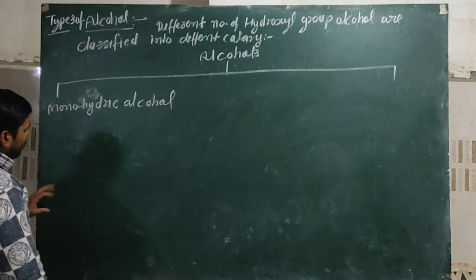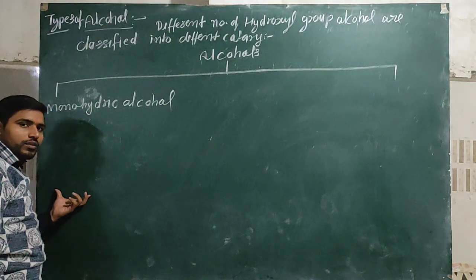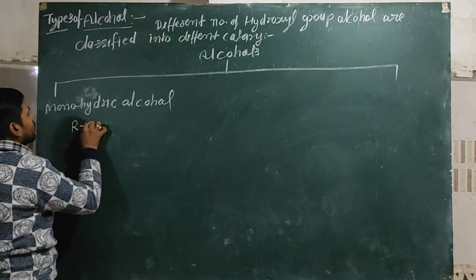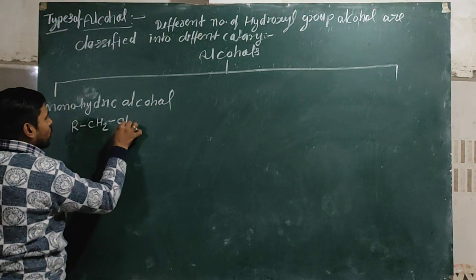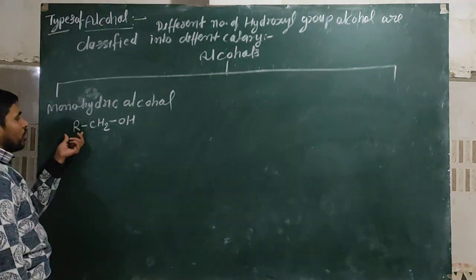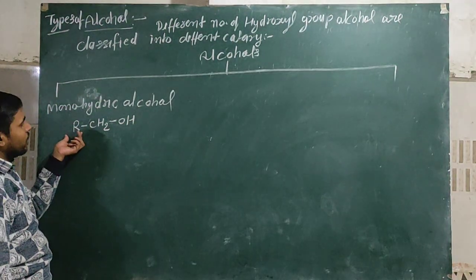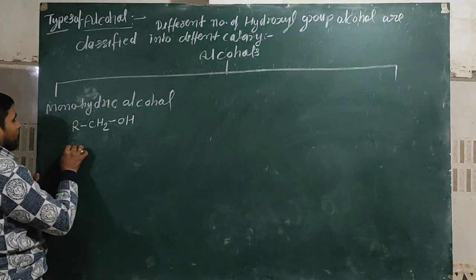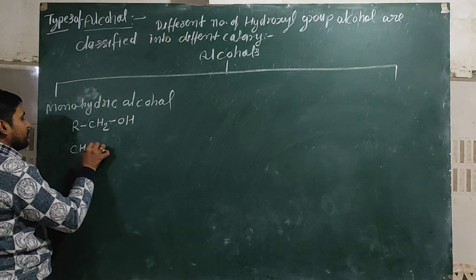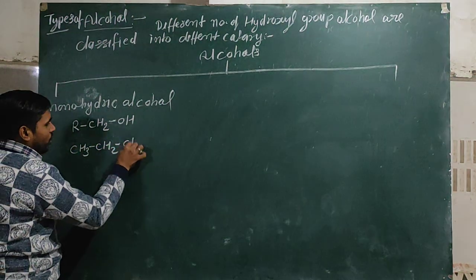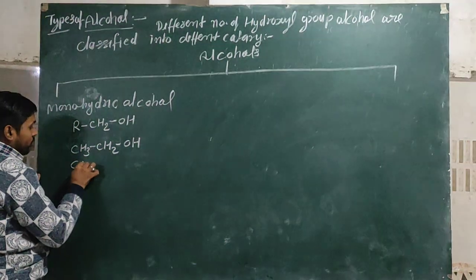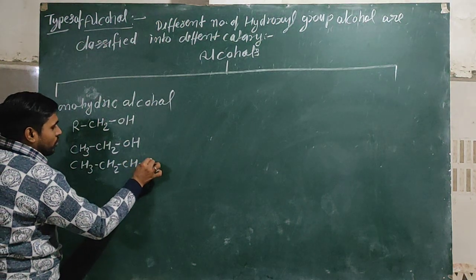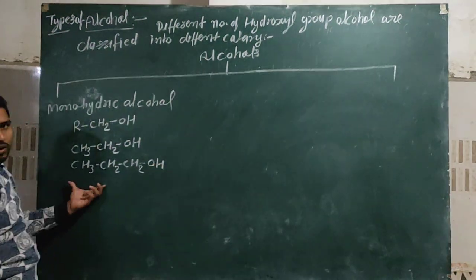Monohydric alcohols are those in which the alcohol contains only one hydroxyl group in its structure, like R-CH2OH. You can put in the value of the alkyl group: methyl, ethyl, propyl, butyl, pentyl, hexyl, heptyl, etc. and you can find different types of alcohol, like CH3CH2OH, ethyl alcohol, and CH3CH2CH2OH. It is known as propyl alcohol.